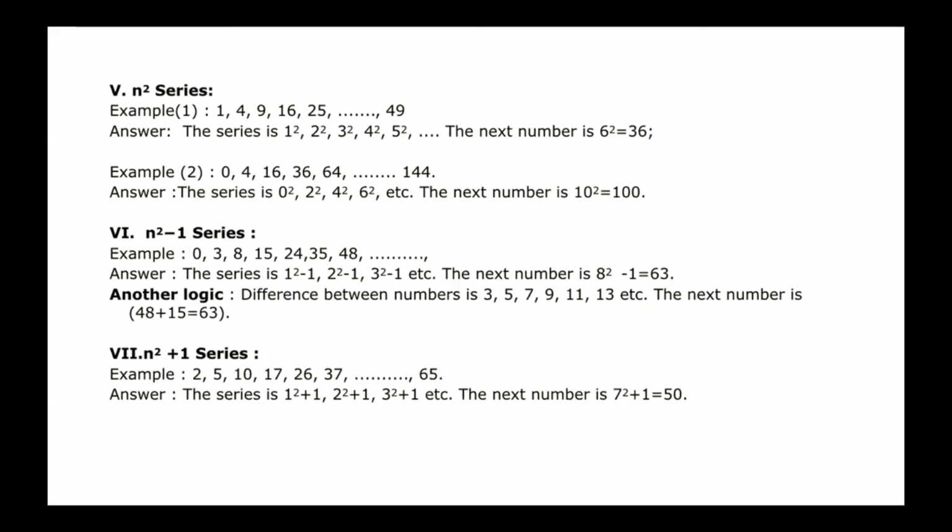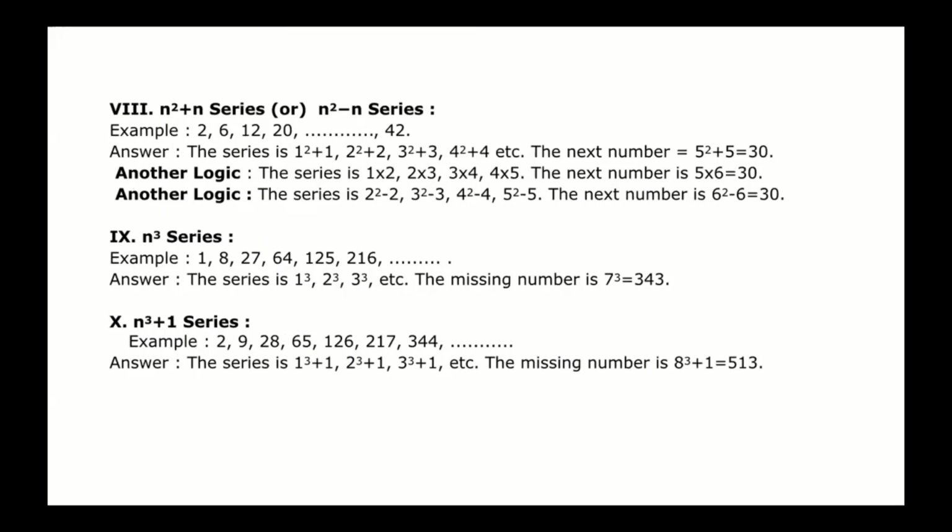Similarly, point number 7 includes n square plus 1. So n square is there, n square minus 1 series is possible, n square plus 1 series is possible. Similarly, it can be n square plus n, it can be n cube, it can be n cube plus 1. Now n cube is nothing but the perfect cubes. But 2, 9, 28, 65, 126, these are not perfect cubes. These are the numbers just next to a perfect cube.